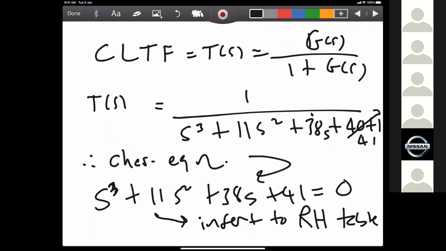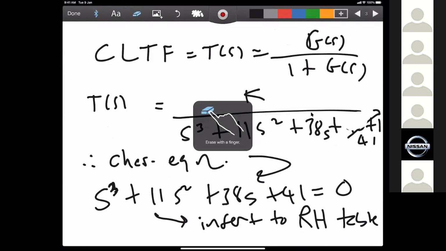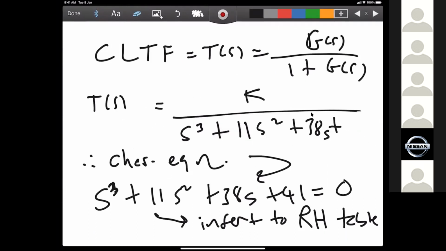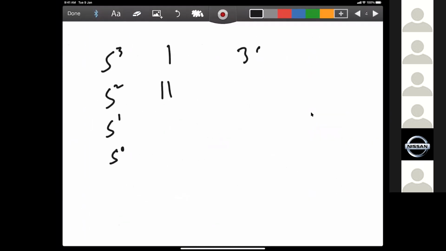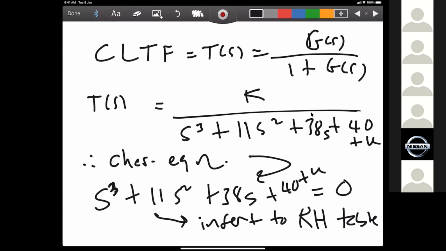This one is not K. Just now we assumed 1, because we want to know the range of K, so we just put K here. Instead of 41, it is 40 plus K, because we want to know the range of K. Then the 38s row, 38, then 40 plus K.